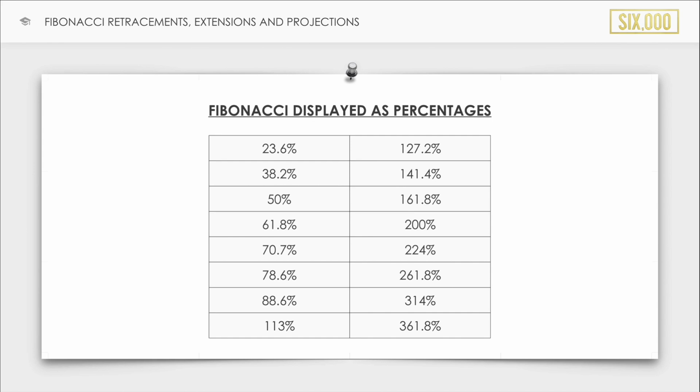70.7%, and so on. When you're measuring an extension or projection, you may find that when you're measuring from low to high or high to low, you may find that it's double the length of that price move you're measuring. So that would be 200%. So what I want you to do is write down the ratios, write down the percentages as well. You could screenshot them, keep these handy.